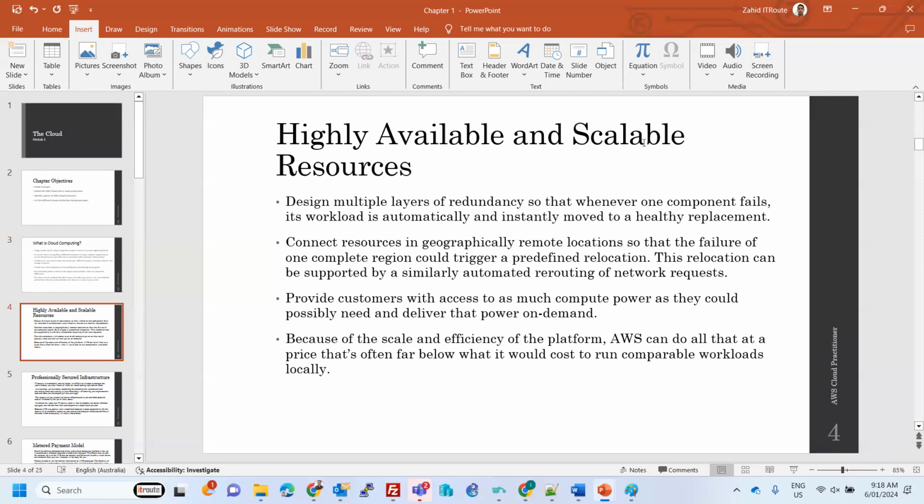Now, highly available and scalable resources. Design multiple layers of redundancy so that whenever one component fails, its workload is instantly moved to a healthy replacement. So they have high availability and scalability.